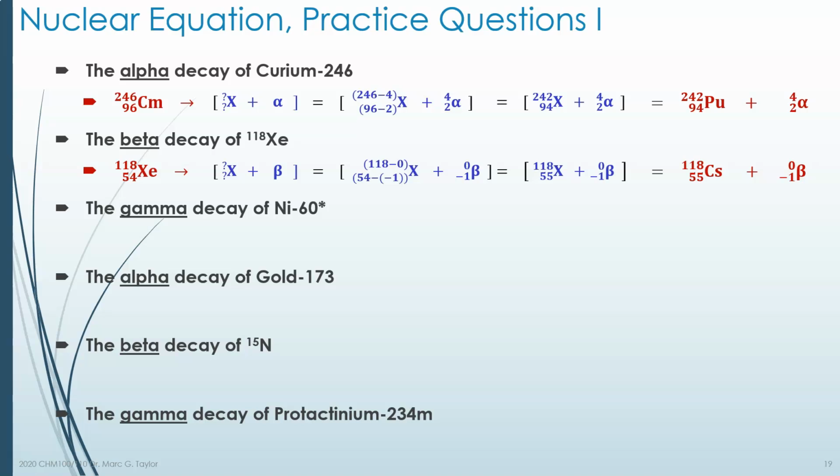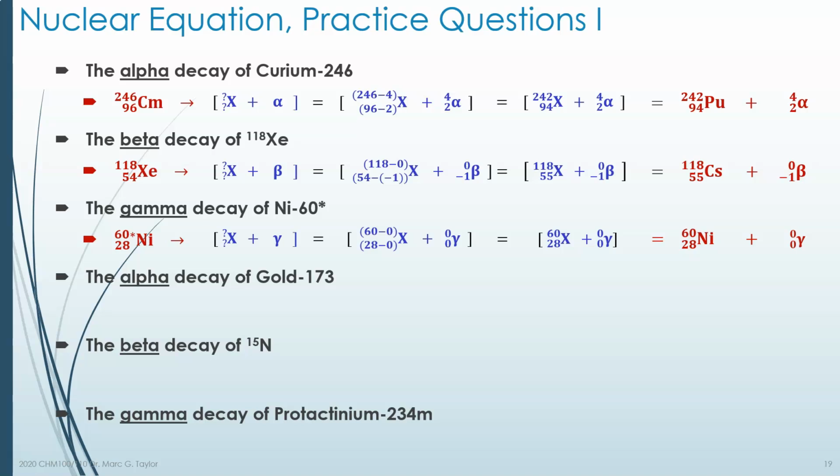Third example, gamma decay of nickel-61 star. So the star tells you, oh, this is a high energy form. Well, this is very simple. You know you're going to be producing a gamma particle which has 0 and 0 for its 2 numbers. You're not going to change anything. So you start with nickel-61 star. You're going to end with just nickel-61. It's as simple as that. So gammas are very easy to deal with.